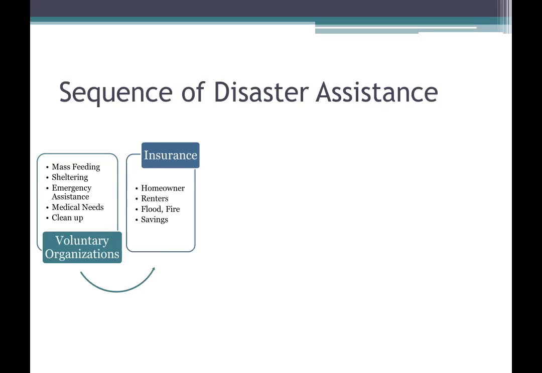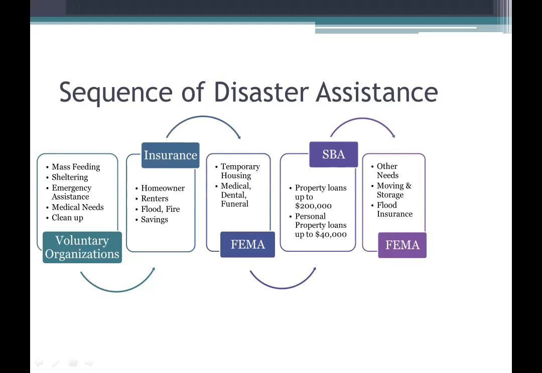So it begins with those initial services right during and after a disaster. This is going to be voluntary organizations who help provide shelter, emergency assistance, medical needs, initial cleanup, and even mass feeding. And then the insurance is going to take over. So whether you have homeowners, renters, flood, fire, savings even, this is going to be the next step in disaster assistance. Now, if you don't have any of that, this step would obviously be skipped. However, those two things have to be completed before assistance through FEMA is available. And so they have some temporary housing, medical, dental, and funeral assistance.